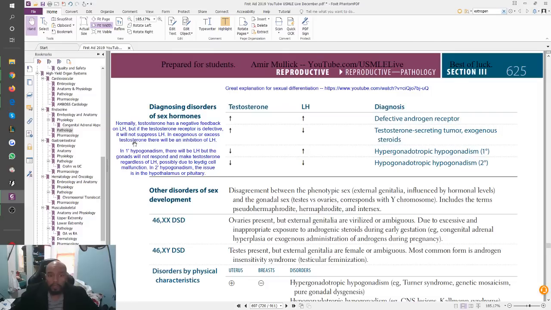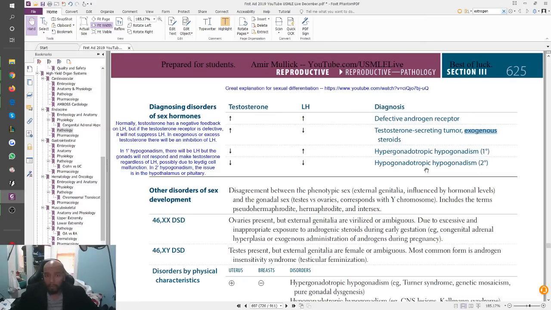In exogenous or excess testosterone, there will be an inhibition of LH, right? So you can see that right here. Testosterone secreting tumors, or if you're doping with exogenous steroids, you're going to have really high testosterone, of course, but that's going to work, and it's going to have a negative feedback on LH.